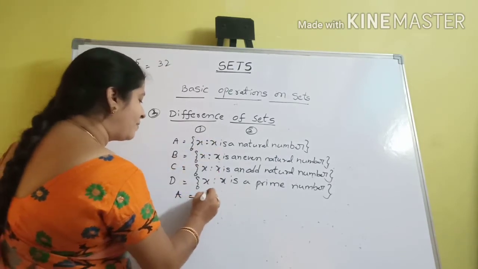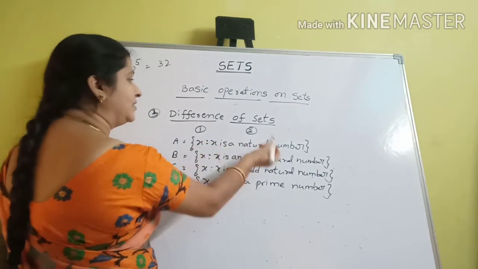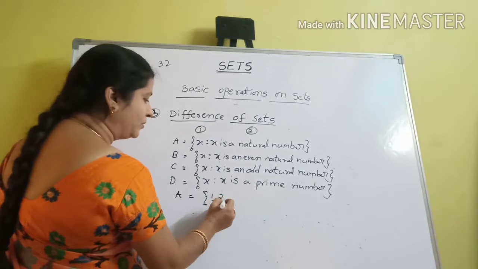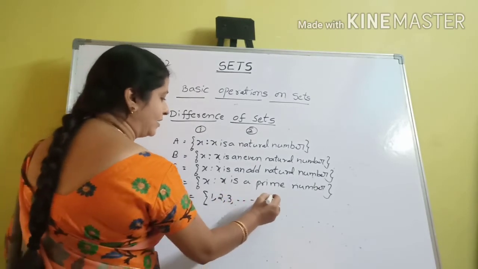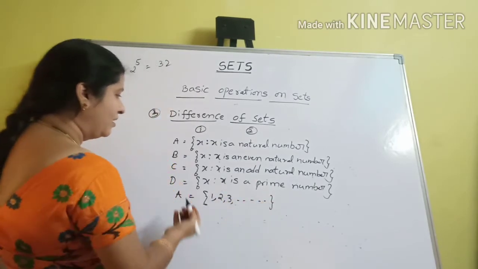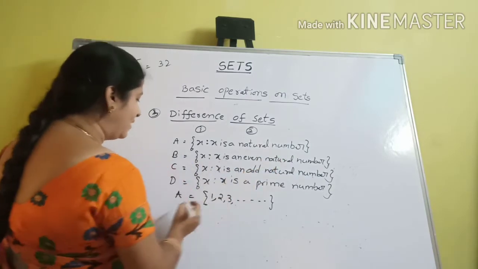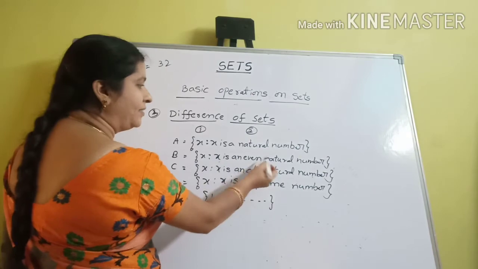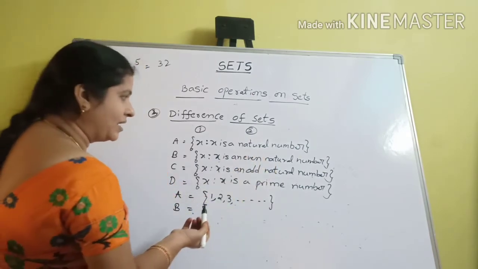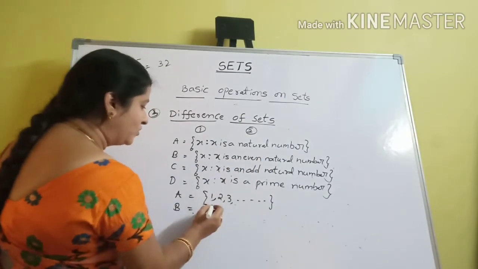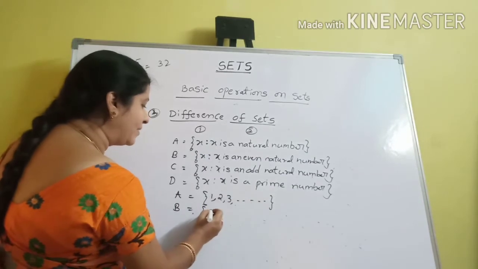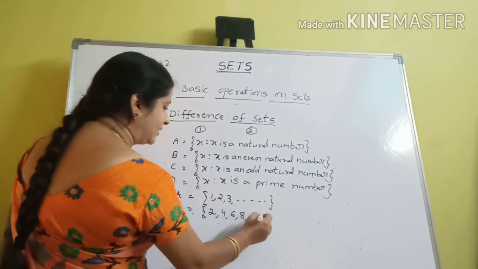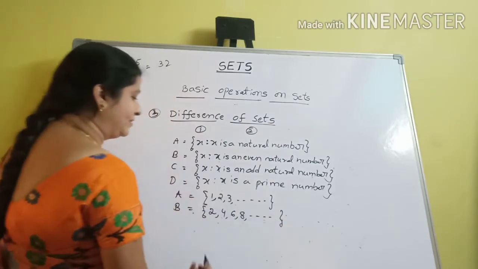So what is the roster form of A? x such that x is a natural number. Natural numbers start with 1, 2, 3, etc. This is an infinite set. What is the roster form of B? x is an even natural number. The even natural numbers are 2, 4, 6, 8, etc. This is also an infinite set.